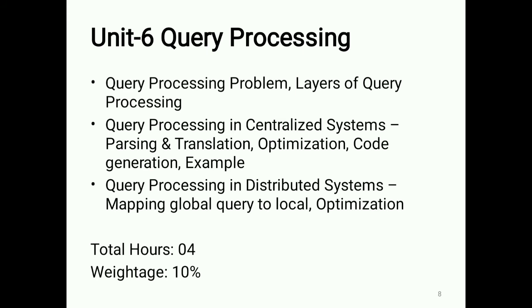In optimization, if we have two or multiple choices to execute the query, with the help of optimization we select the query which uses low cost and low time to give us the output. So whichever query we execute, it will be executed properly, and a valid query gives a valid, consistent output. Total hours allocated for this unit is 4 and the weightage is 10%. So it's all about unit number 6, query processing.